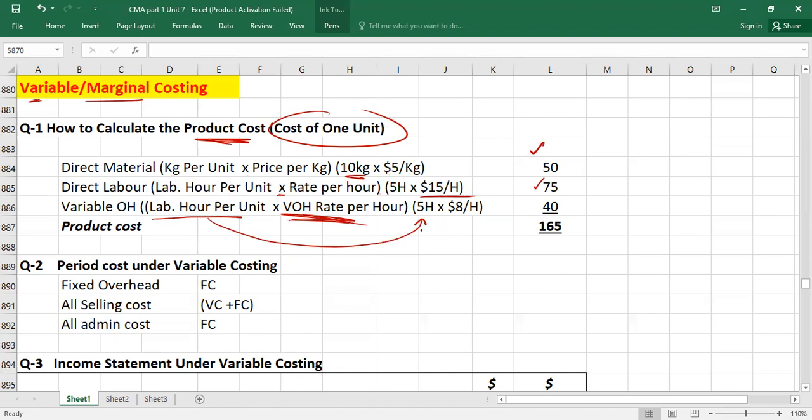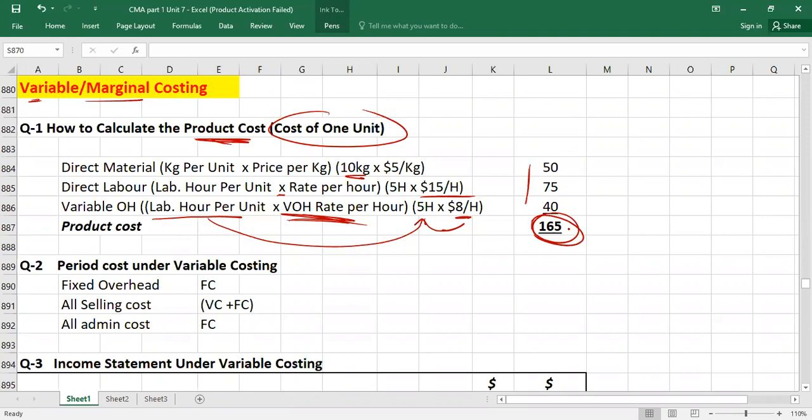So let's assume the variable overhead rate is $8 per hour, for the variable overhead, not for the labor. Once you multiply, this will give you the variable overhead amount. And I will add all these three values. I'm just assuming the total is $165. It could be different also. My focus is not on arithmetical accuracy. So I'm assuming 165 is the total of three.